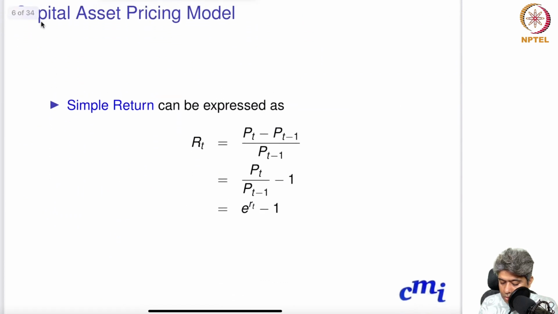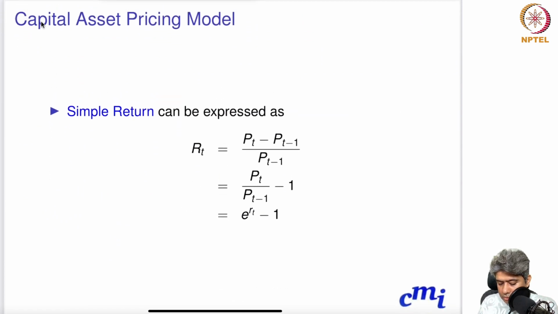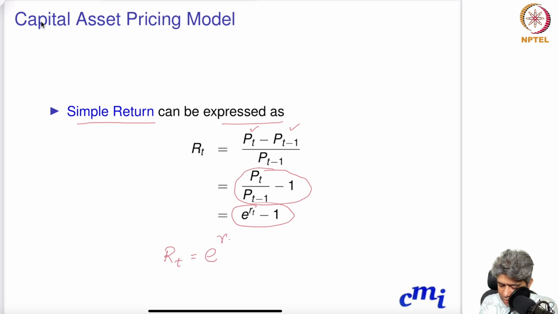Now one can show that simple return can be expressed as follows. You can divide both pt and pt-1 by pt-1, then you can write it as pt by pt-1, and then you can write RT equal to e to the power rt minus 1. So simple return and log return have a one-to-one correspondence. It is effectively a one-to-one function.